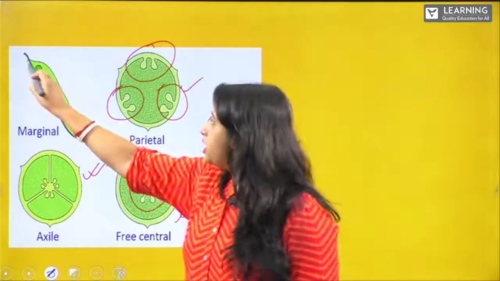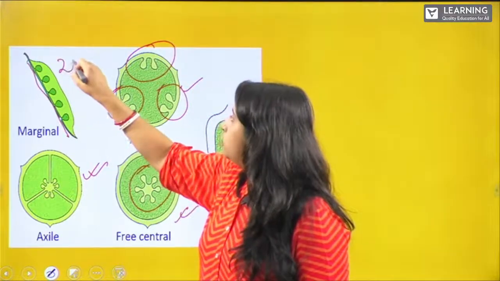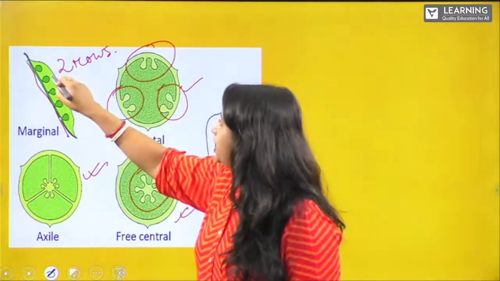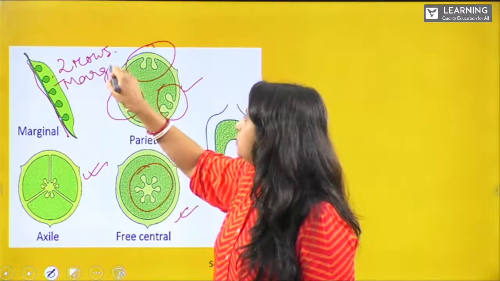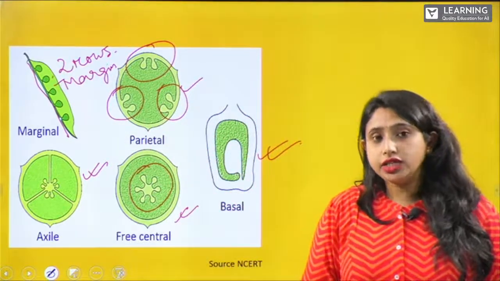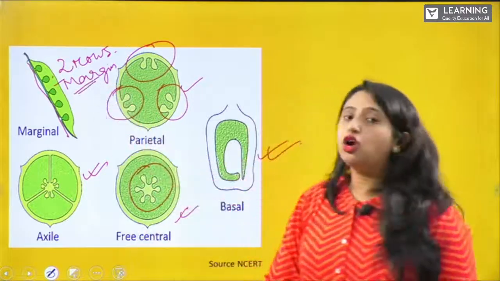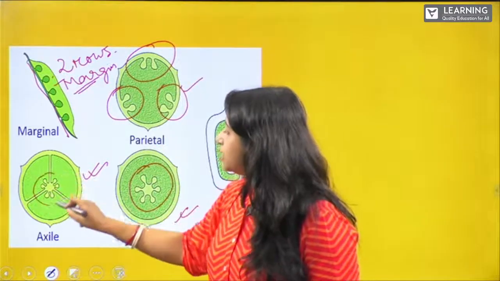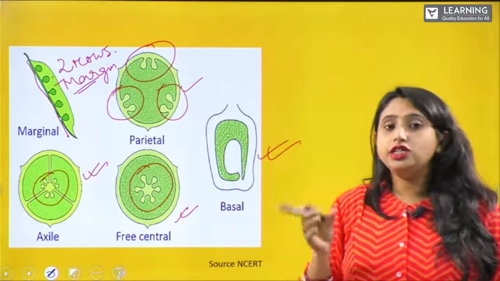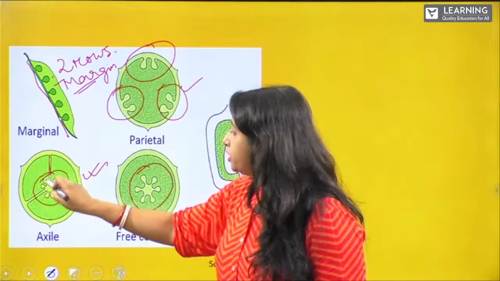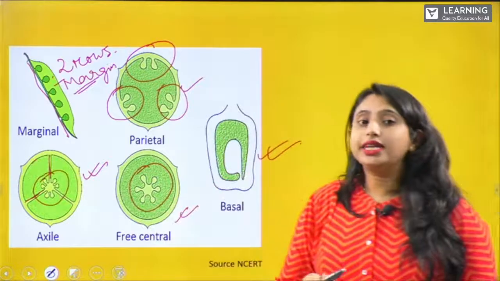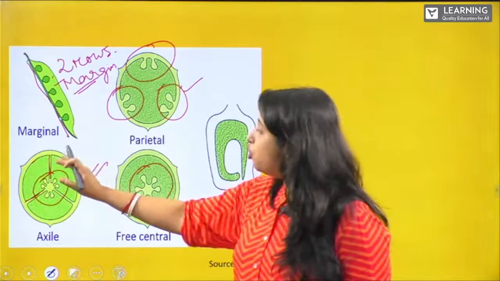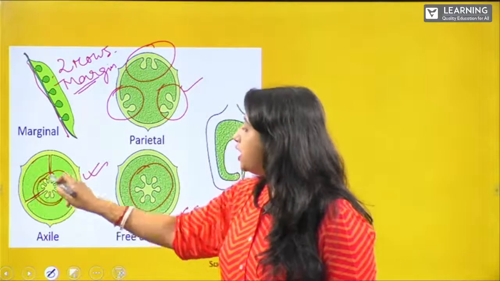You can see here that it is arranged in two rows, and it is exactly at the margin also, isn't it? So it is arranged in a ridge in 2 rows, and it is at the margin. We call it marginal placentation. The next one is axile. It is arranged in the center, and divided with the help of septa. Septa are nothing but the inner walls which separate the ovary. So see how it is arranged.